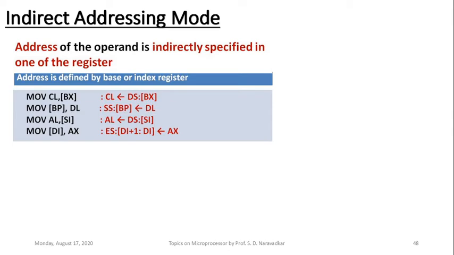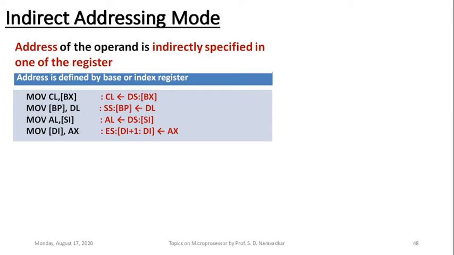Whereas in case of the second example here, MOV [BP], DL. The 8 bits of the register contents of DL will be copied to the stack segment where the offset is given by the base pointer here. Okay, it means that the indirect address is specified within the stack segment and the offset is given by the base pointer.